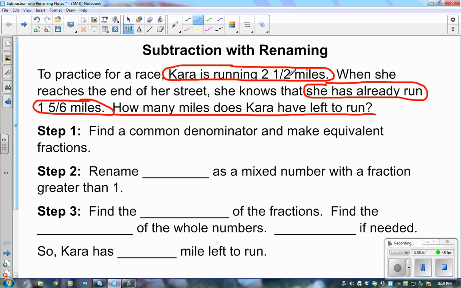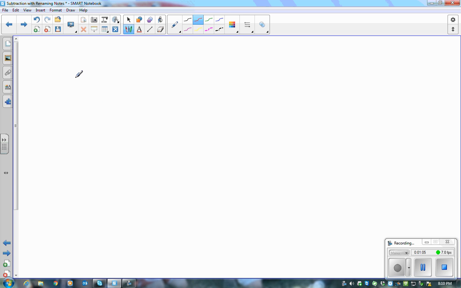And so since we have different denominators, our first step is to find a common denominator and make equivalent fractions. So we're going to go ahead and do that. If you'll turn to the back of that page, we're going to go ahead and set up our problem. So we have 2 1/2 minus 1 5/6.